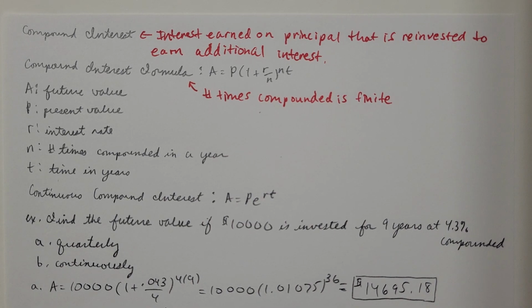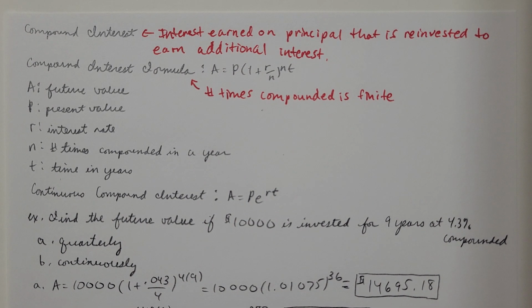The next thing is I have some story problems in this section that I'd like us to look over. The first one deals with compound interest. Compound interest is interest that is earned on principal that is reinvested to earn additional interest. So it's money that you've made by letting the money sit there in the bank, and you're going to gain additional money on top of that money you've already made.